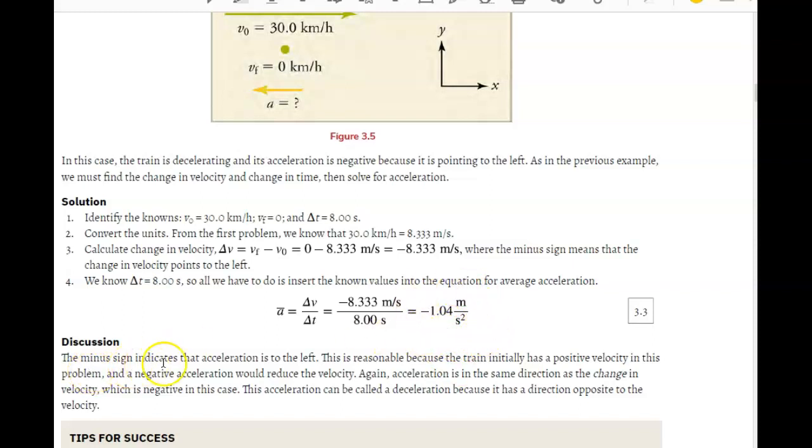Notice the minus sign indicates acceleration is to the left, and that's how you would denote it if you're graphing it. Otherwise, it also means it's slowing down.